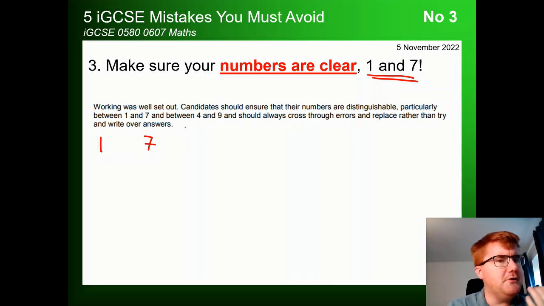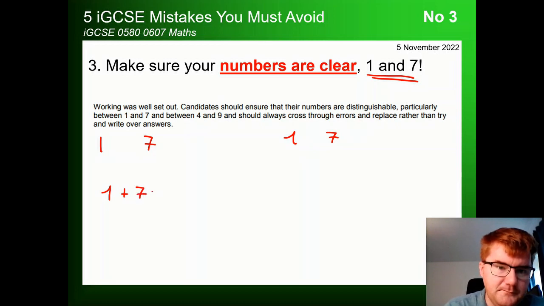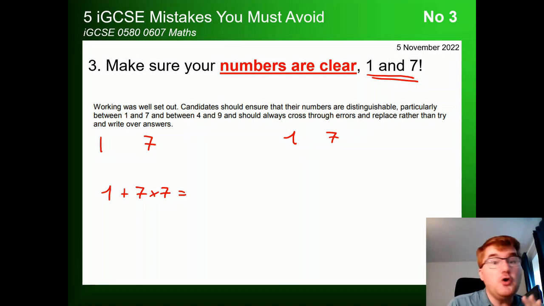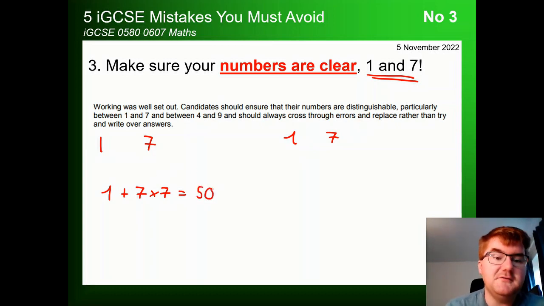Now, if you come from maybe a European background, you may write your 1s like this. This is quite common, and you can see if you've got a 7 here, they can look quite similar. So if you have an operation, let's just put down a really straightforward question, and I write it like this. Now, in that heat of the moment, in that stress cauldron known as the exam, you may think, this is just a 7, and then do the incorrect calculation. Of course, here we're using BIDMAS, we get the answer of 50.